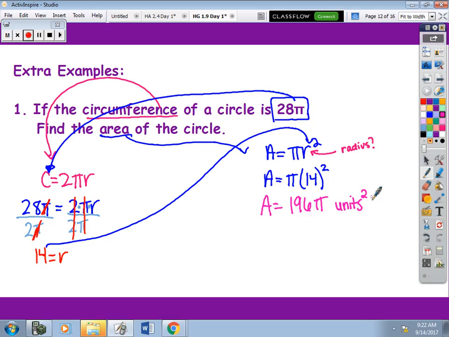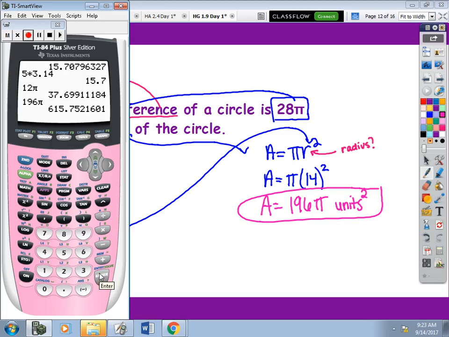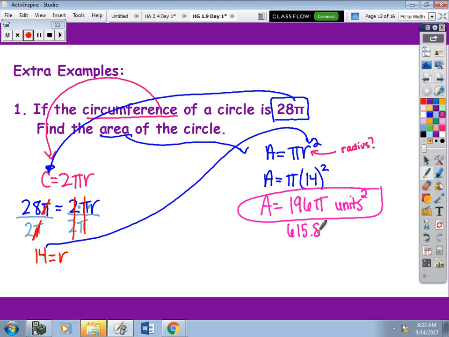Inches squared, centimeters squared, feet squared. They didn't tell me the units, so I'm just going to put units squared. And then let's also estimate that by rounding to the nearest tenth, so we'll get both answers. So 196 pi would be 615.8 square units, just so you guys can see both answers. But most often you're going to leave it in terms of pi.